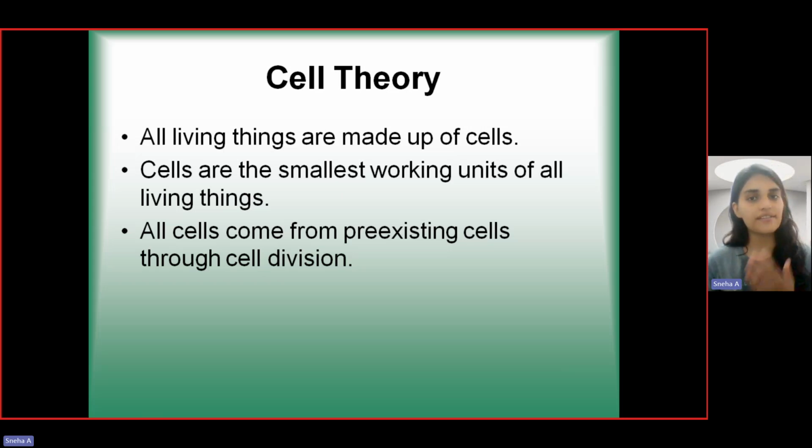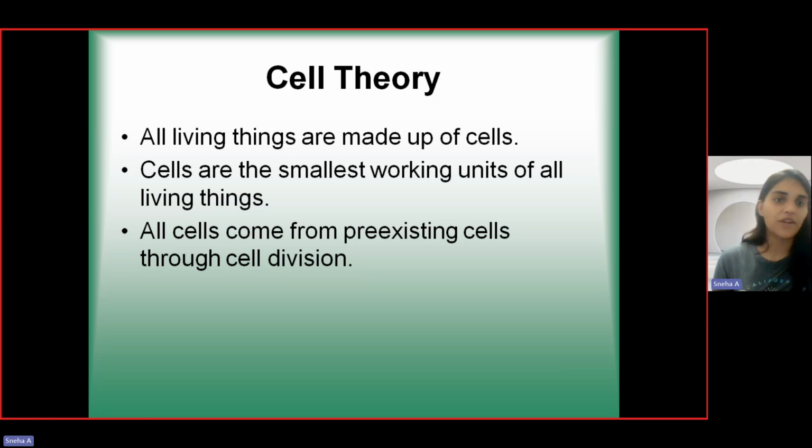So, all living things are made up of cells. Cells are the smallest working units of all living things. And all cells come from pre-existing cells through cell division. Means every cell has a parent cell, a mother cell from which the daughter cell has come. It's not like the cell just came into the universe and now another will come, now a third will come. No, every cell has a parent cell.